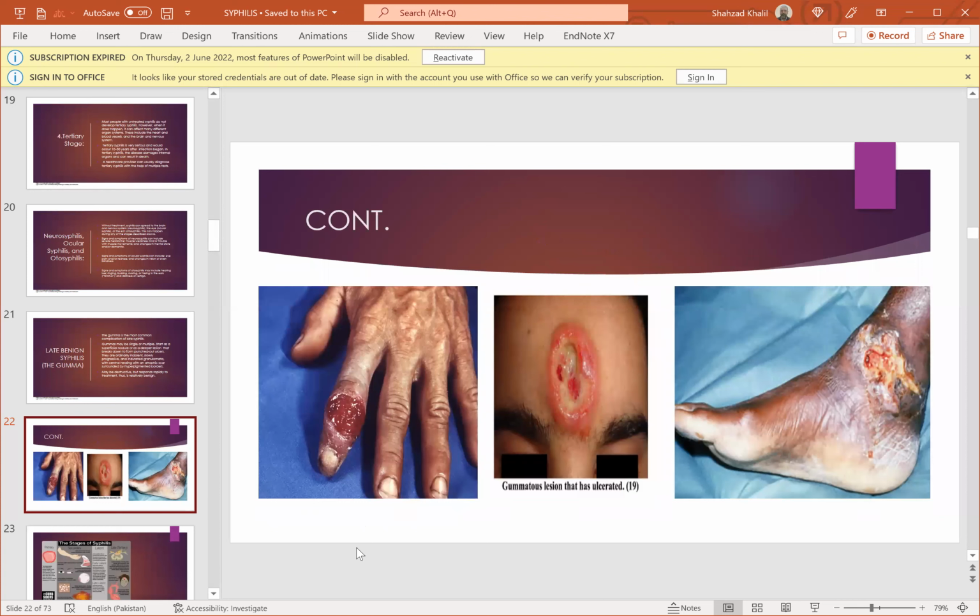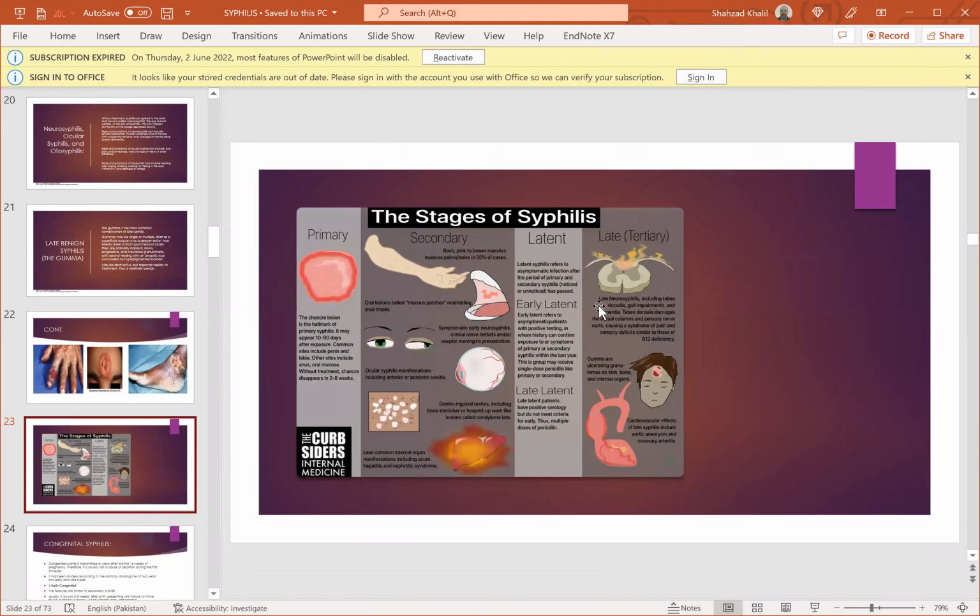As you can see, the presence of gumma on the finger, on the forehead, and on the ankle of the foot. So these are the different stages of syphilis, which is the primary, chancre lesion, then the secondary, then the latent, and latent is early latent or late latent, and then the last, which is called late or tertiary, gumma.